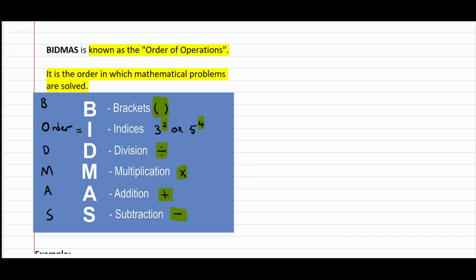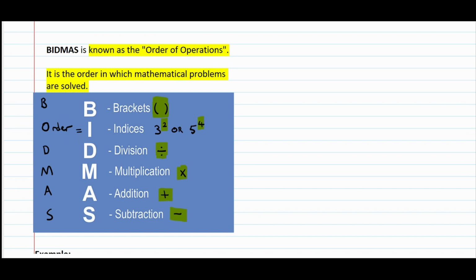So if you start from the top, the B in BIDMAS stands for brackets, and it's basically the parentheses that you see in mathematical problems. The I stands for indices, for example, if you have, as shown here, 3 squared, the squared part is considered the indice. It's 3 to the power of 2. The power of 2 is the indice. Another example is 5 to the power of 4. The power of 4 is the indice. It is the order that you use.